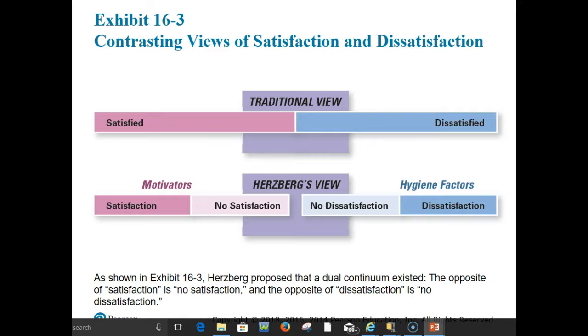So Herzberg believed the data suggested that the opposite of satisfaction was not dissatisfaction, as traditionally had been believed. Removing dissatisfying characteristics from a job would not necessarily make the job more satisfying or motivating. As illustrated here in Exhibit 16-3, Herzberg proposed that a dual continuum existed, and that is the opposite of satisfaction is no satisfaction, and the opposite of dissatisfaction is no dissatisfaction.